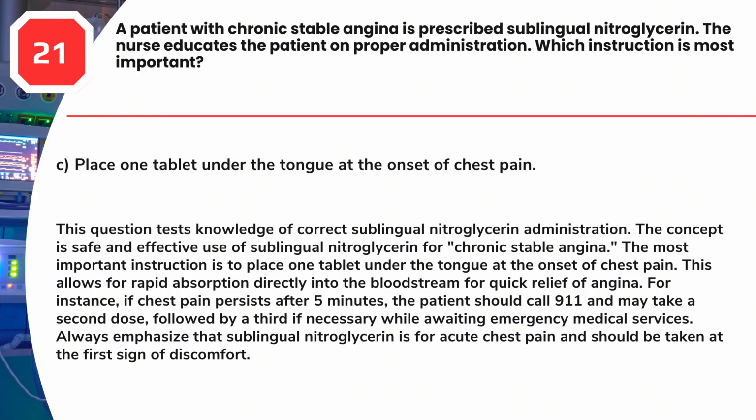This allows for rapid absorption directly into the bloodstream for quick relief of angina. For instance, if chest pain persists after 5 minutes, the patient should call 911 and may take a second dose, followed by a third if necessary while awaiting emergency medical services. Always emphasize that sublingual nitroglycerin is for acute chest pain and should be taken at the first sign of discomfort.